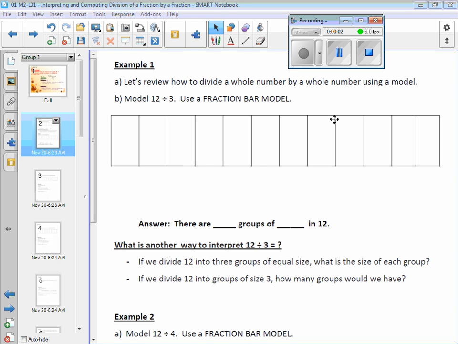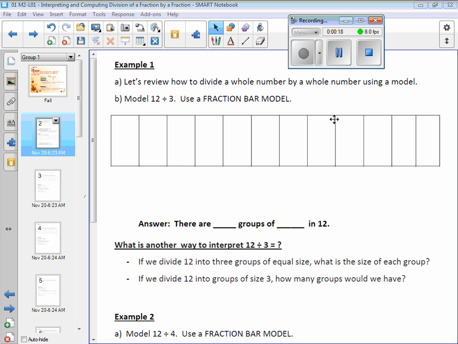Before we even get to division of fractions, I'm going to model the division of whole numbers first. Count up the boxes. How many do you have? 12. See, you went ahead. You counted before I told you to count. How did you know so quickly? The 12 is on the other side.